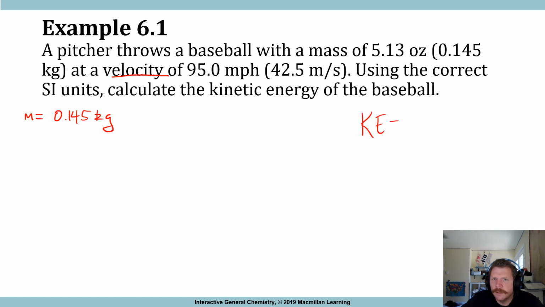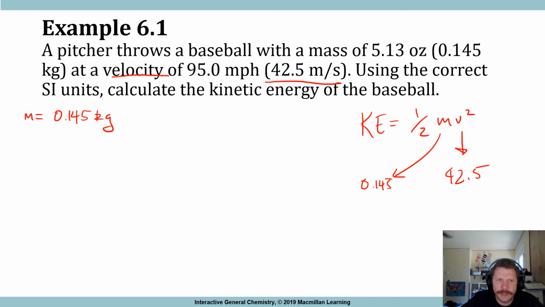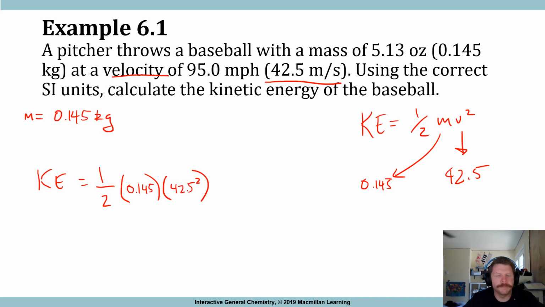KE is equal to 1/2 mv squared. What's our velocity? Our velocity in meters per second is 42.5. What's our mass? 0.145. So our kinetic energy of this baseball while it's in motion is equal to 1/2 times 0.145 times 42.5 squared.